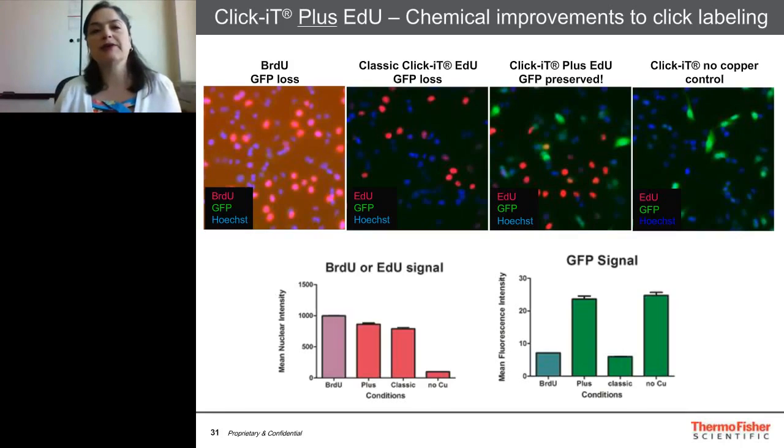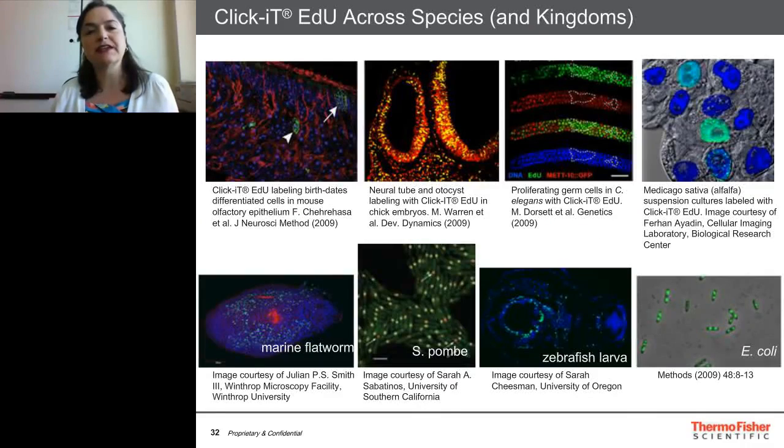So a nice thing about ClickIt is that it's a very specific readout of cell proliferation, and it works across almost every species that's been tested. And you're seeing just a nice example of a bunch of different species here, from zebrafish to mouse, and so chicks, E. coli. It basically has worked in almost every species and kingdom that's been tested in.